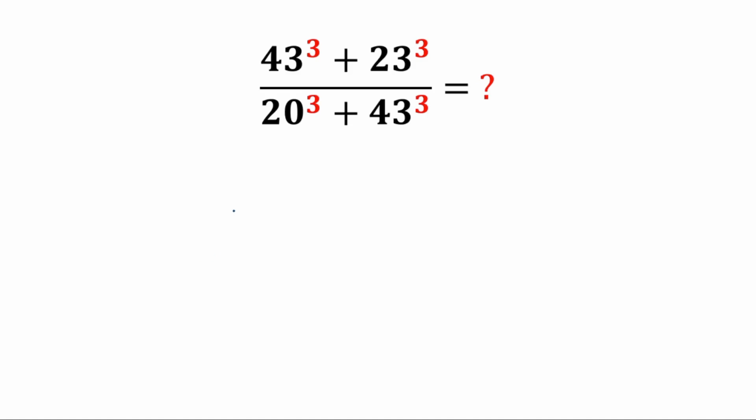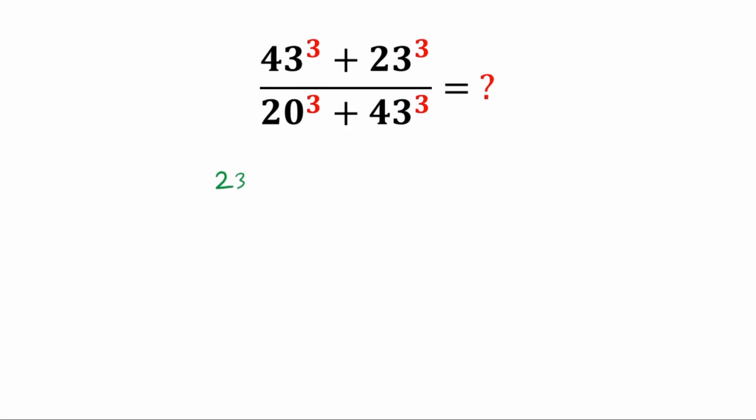Hello students, in this video we are going to simplify this expression, which is (43³ + 23³) divided by (20³ + 43³). Look carefully. Here 43 is the sum of 20 plus 23. Here we will apply substitution.